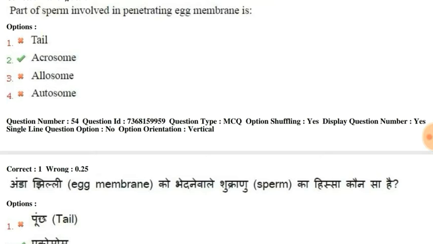Next is, part of sperm involved in penetrating egg membrane is. The answer is the second one, acrosome. And always keep in mind that acrosomes contain digestive enzymes including hyaluronidase and acrosin that help to break down the outer membrane of the ovum, that is zona pellucida.